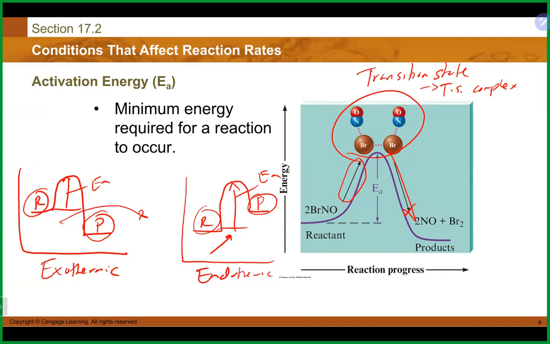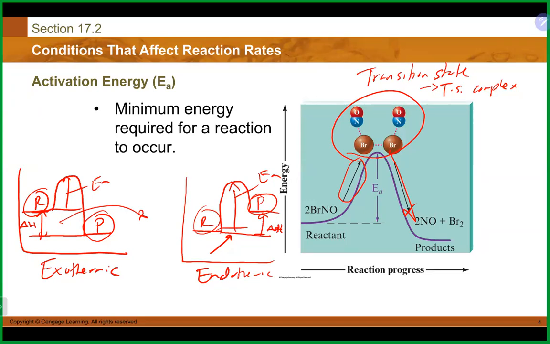Remember, the difference between our reactants' energy and our products' energy was our delta H that we talked about, our change in enthalpy. And if you calculated that for each of those, one would be positive, for our endothermic, and one would be a negative value, for our exothermic. So again, that hill is also really your energy barrier to get to the product side.